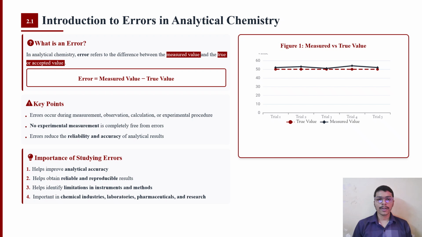Errors can occur during measurement, observation, calculation, or experimental procedures. It is important to remember that no experimental measurement is completely free from errors. Errors reduce accuracy, reliability, and quality of analytical results. Studying errors is important because it helps us improve analytical accuracy, obtain reliable and reproducible results, and identify limitations of instruments and methods. It also improves industrial and laboratory analysis.